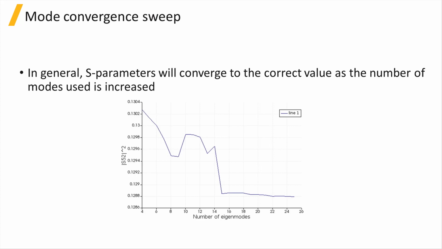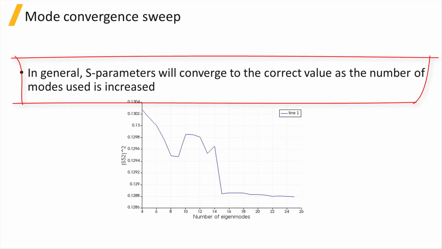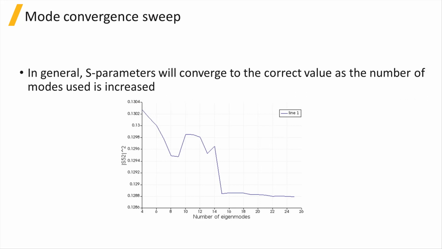We can perform convergence testing by increasing the number of modes used in each cell and monitoring the S parameter's result. In general, as the number of modes used increases, the S parameters should converge towards the correct answer, like shown in this plot.